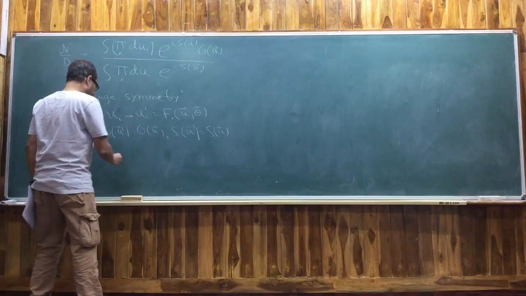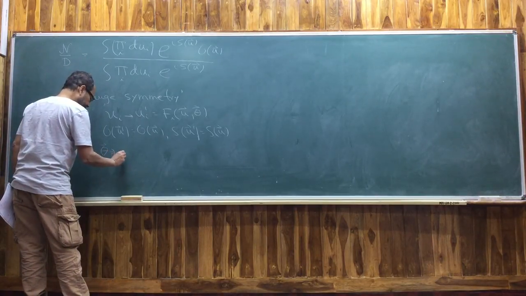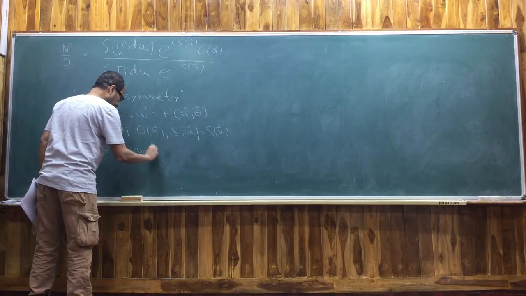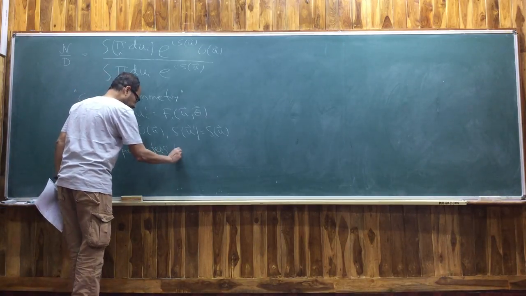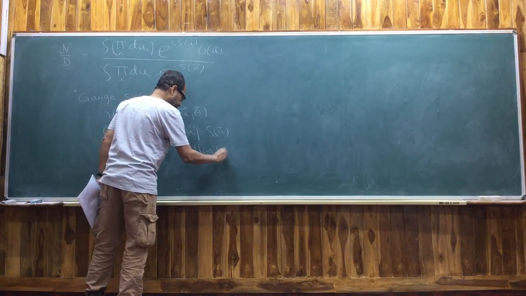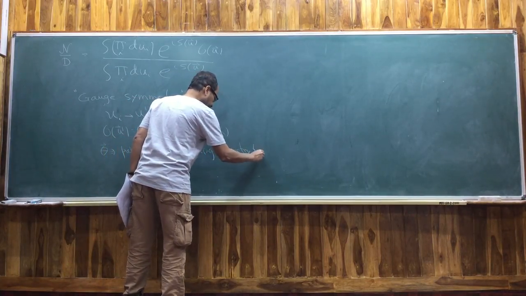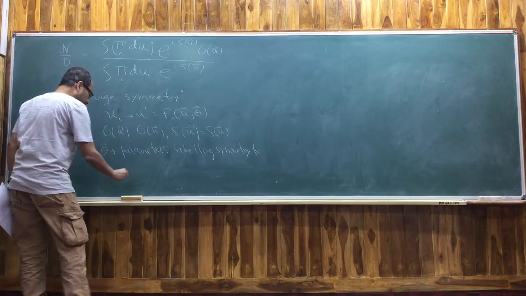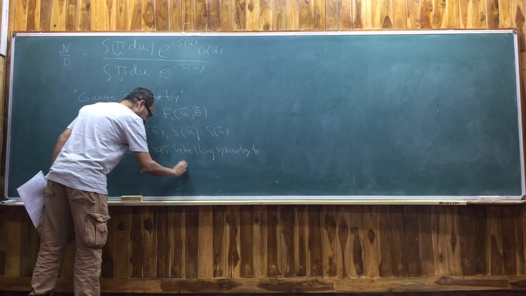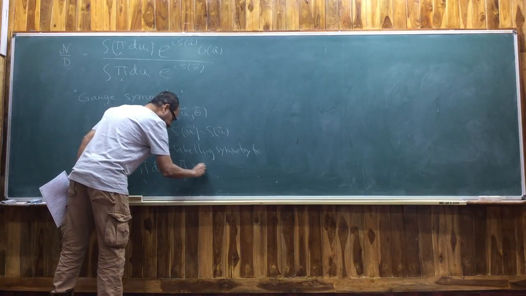Where theta are the symmetry generator parameters labeling symmetry transformation. And we further assume that the measure is invariant under symmetry, namely this is the same as D u_i prime.